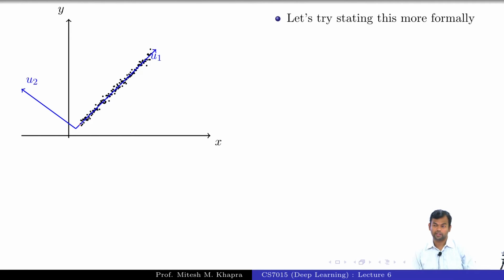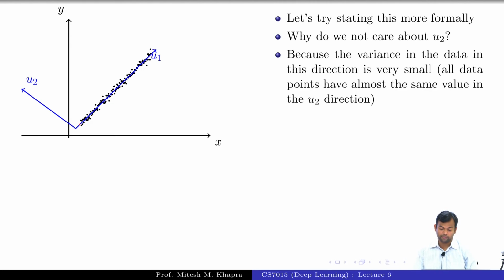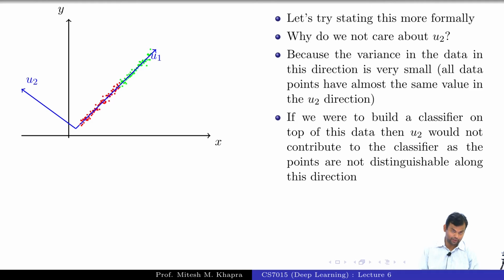Okay. So now, can you state this more formally? This was the intuition, but can you state it more formally in terms of things that you have learned in, say, probability for example? What is wrong with the direction u2? The spread of the data points along the u2 direction is very small. What does the spread mean? The variance, right? So we do not care about u2 because the variance in the data along this direction is very, very small. And in particular, if I were to build a classifier, then would u2 have any predictive power? Because along this dimension the points are indistinguishable.